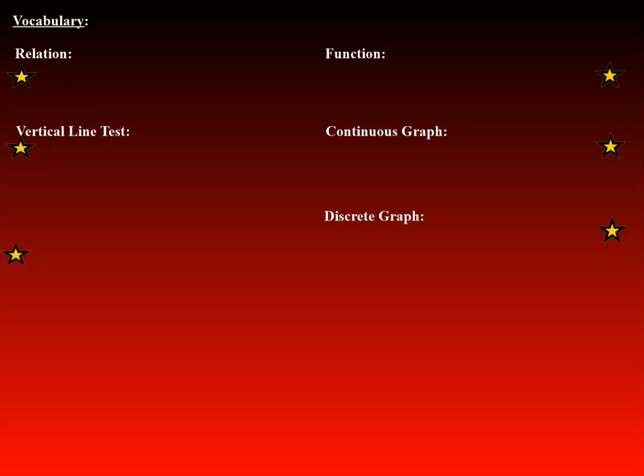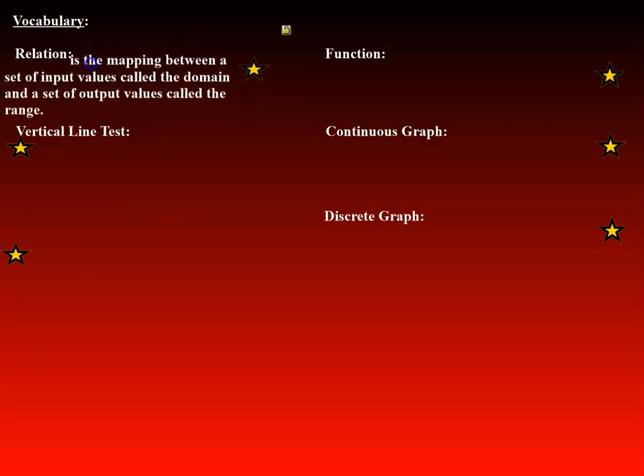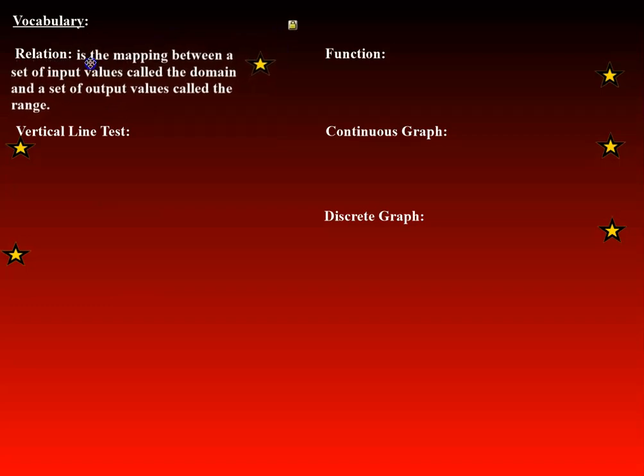So we have 4 sets of vocabulary words for this section. The first one being relation. So a relation is the mapping between a set of input values called the domain and a set of output values called the range.